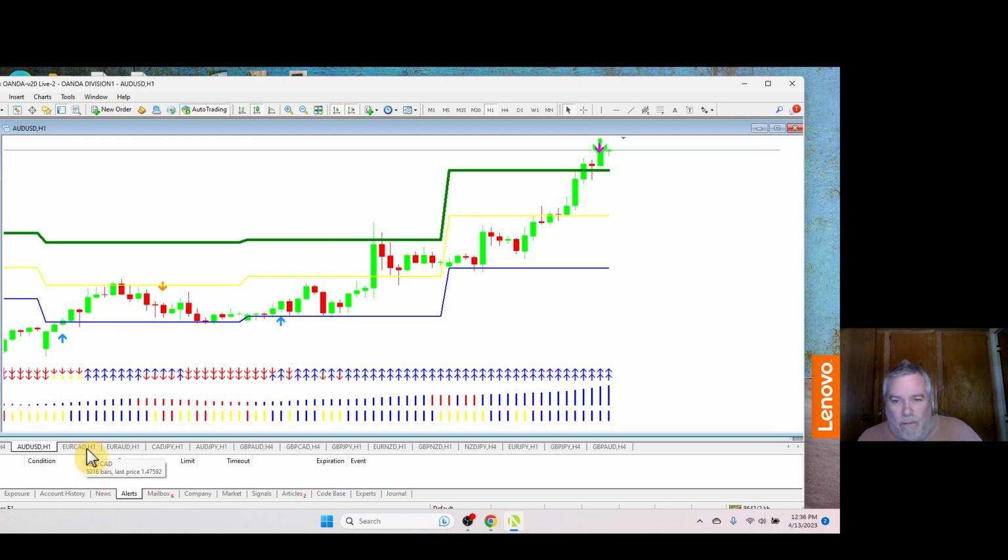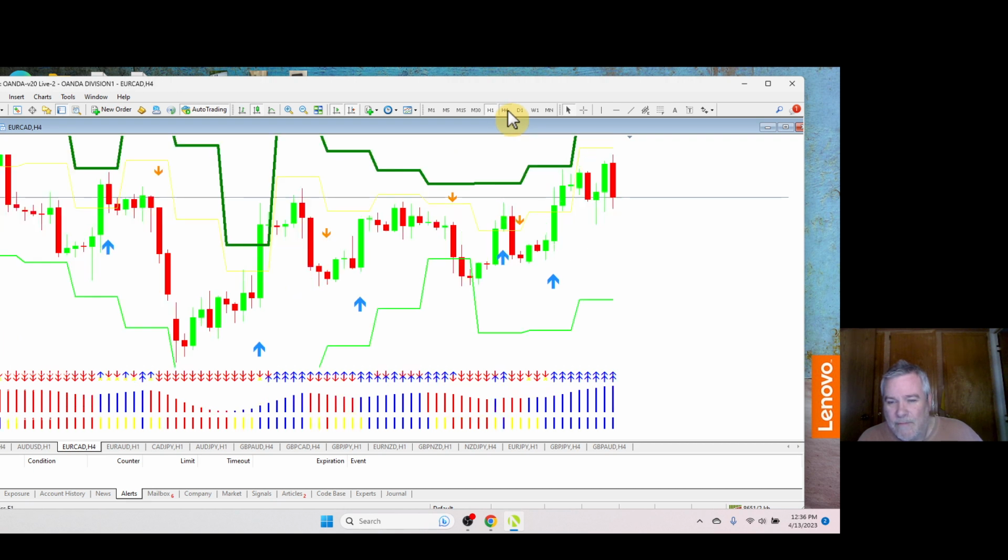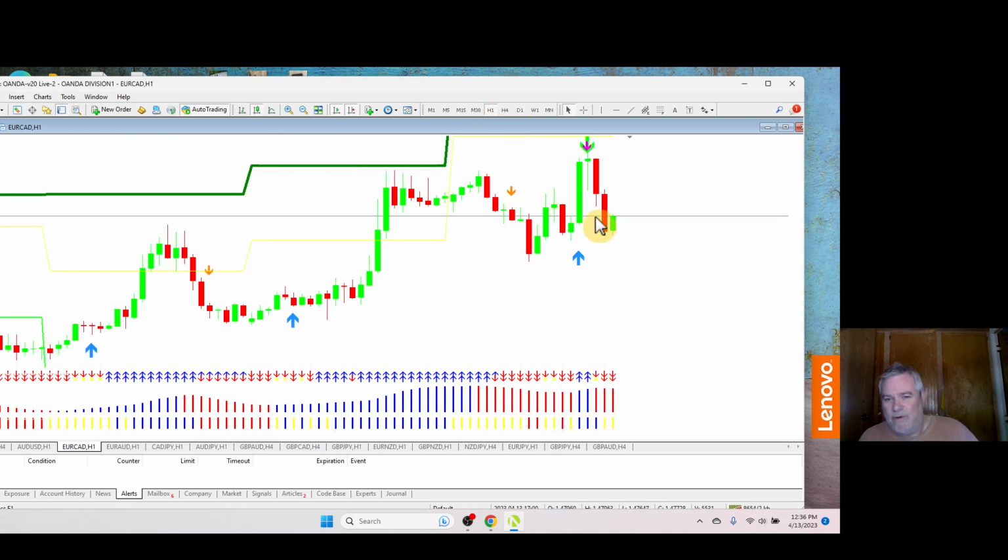Euro CAD, in sell mode. You had a little bit of an opportunity there, not much. It's trying to push back up. The 4 hour doesn't have a sell yet, so there might not be anything to do on the Euro CAD, even though it has sold off there.